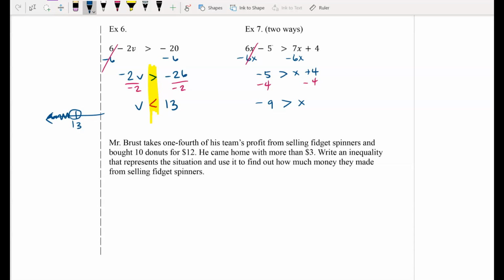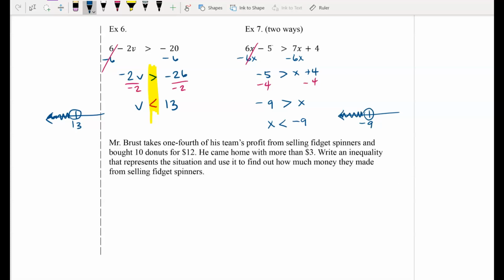When I did that, I got a result of negative 9 is greater than x. Now that's reading it from left to right. Remember, if I turn that around, then x is less than negative 9. You don't have to write the variable on the left side, but sometimes it will make it easier for you to graph it. So when I graph it, I want to put negative 9 with an open circle, and I want to graph to the left.